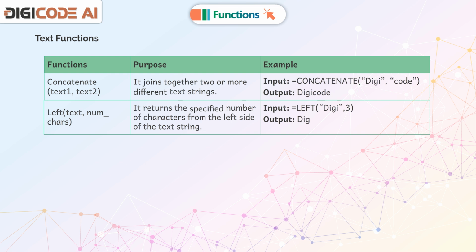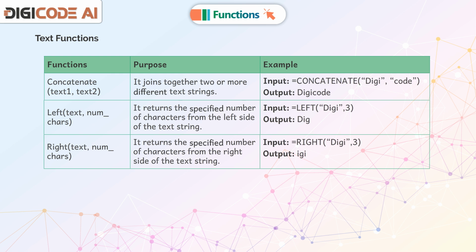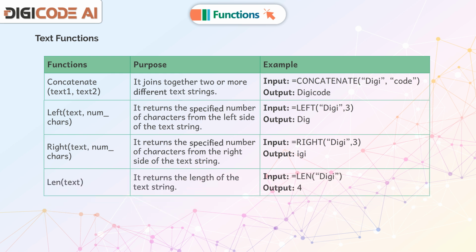Input: =LEFT("digi", 3). Output: dig. RIGHT(text, num_chars). It returns the specified number of characters from the right side of the text string. Input: =RIGHT("digi", 3). Output: igi. LEN(text). It returns the length of the text string. Input: =LEN("digi").